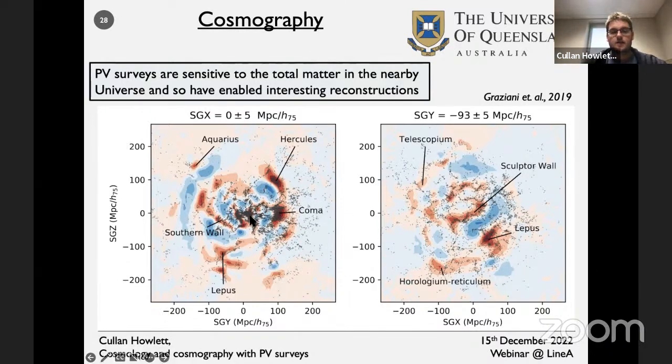And it's worth saying that these black points that are shown in this plot are not used to reconstruct the underlying density field, but you do see really good agreement, basically, where you see an overdensity of galaxies, you also see an overdensity of the underlying total matter distribution. And you can really pick out some of the main features of our local universe in these maps.